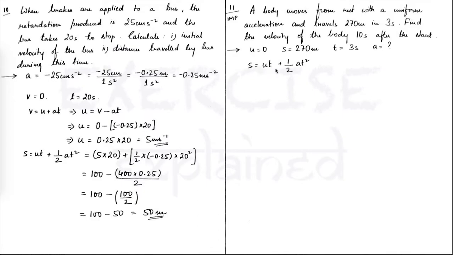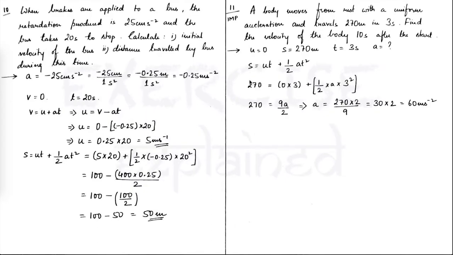So s is equal to ut plus half at square. Now I would be substituting the values. s is 270 is equal to u is 0 into t is 3 seconds. Remember we are taking only this case here. So 0 into 3 plus half into a, because we need to find the value of acceleration, into t square, that happens to be 3 square. So 3 into 3 is 9, and so we get here 0 into 3 is 0, so we get 270 is equal to 9 by 2 a.